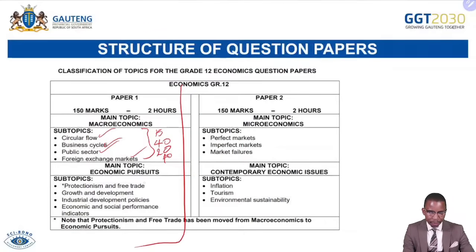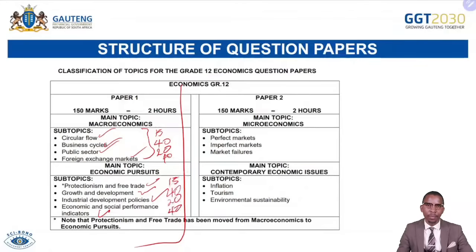Protectionism and free trade is a part of pursuits, as are economic growth and development, industrial development policy or regional development, as well as economic and social indicators. These four will be found in your Question 1 for 15 marks, Question 3 for 40 marks, Question 4 for 20 marks, and Question 6 for 40 marks. Remember, you have a choice here. You choose questions based on your level of understanding and your preparation.